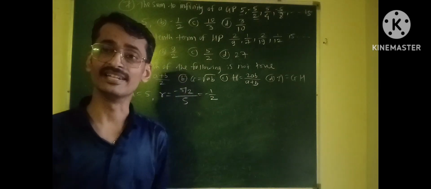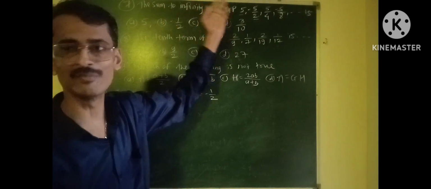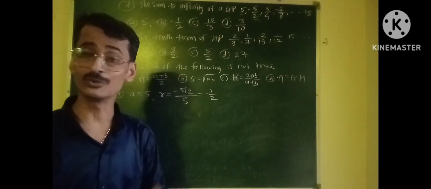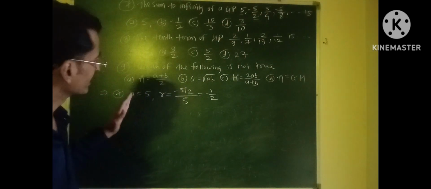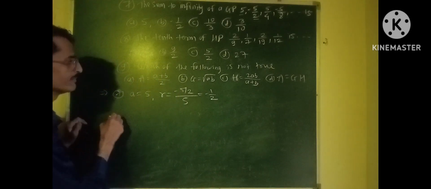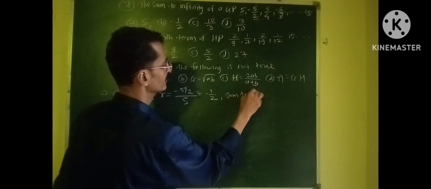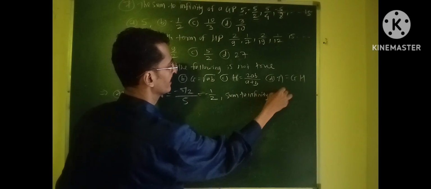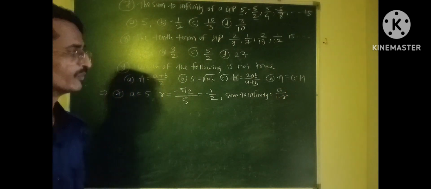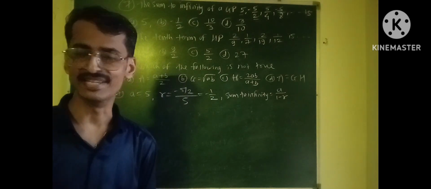And so sum to infinity exists. But actually here as the answer is given and we want sum to infinity, that means it is given that the sum exists. So no need to check that now. First find out A and then R that we want. Now we know that sum to infinity is A upon 1 minus R. So this is the formula for sum to infinity of a GP. A upon 1 minus R.